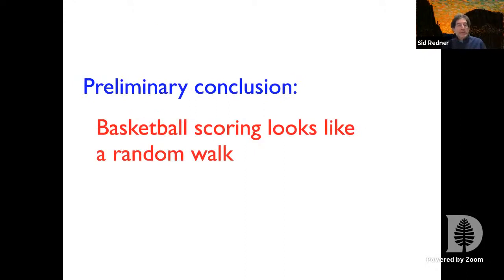So the preliminary conclusion from those 4 pieces of evidence is that basketball scoring looks like a random walk. At this point in my talk, I've given this talk to basketball hotspots like University of Kentucky, UCLA. Usually by this point, the basketball players in the audience are apoplectic. They're yelling at me. Unfortunately, you can't yell at me virtually, but let me now try to give a little bit more meat to some of these preliminary conclusions to argue that it really is a random walk.